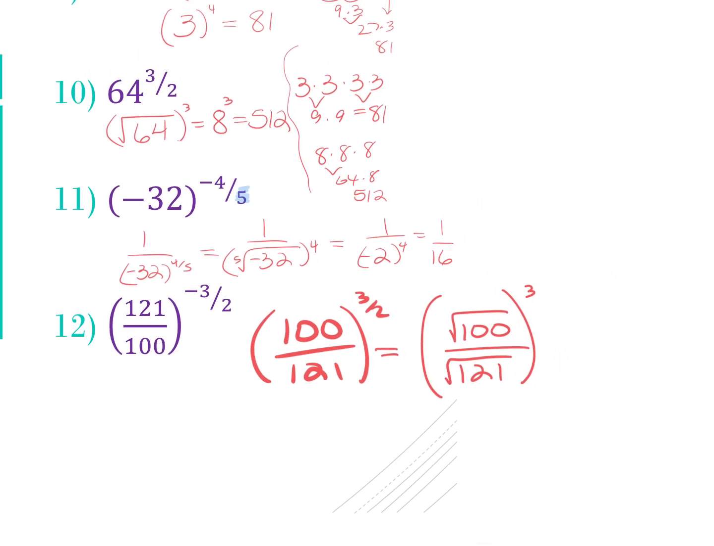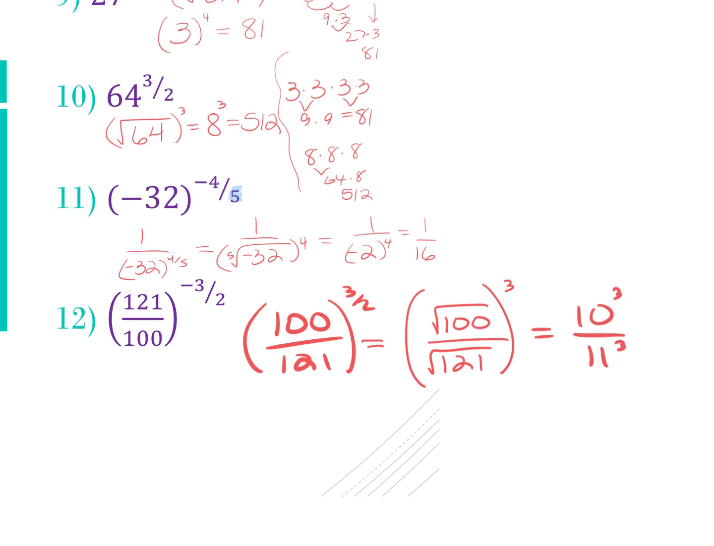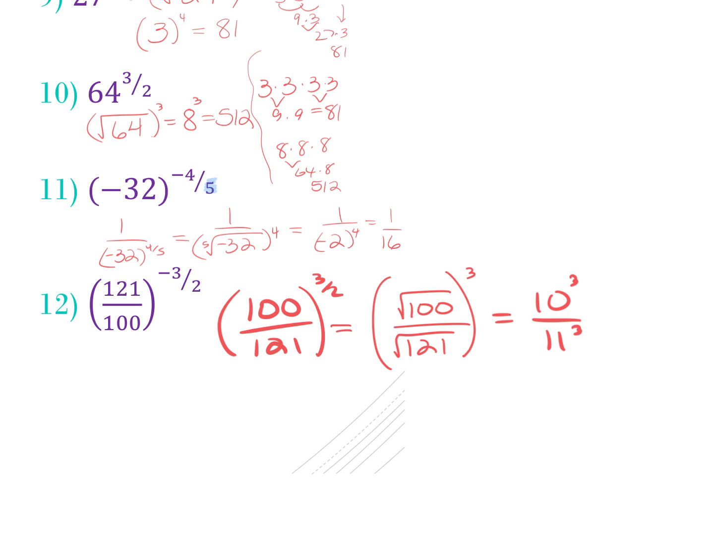So the square root of 100 is 10. The square root of 121 is 11. And now I have to apply that exponent of 3 to both. So 10 times 10 times 10 is 1,000. And then 11 times 11, 121 times 11 again, 1,331. And remember, no calculators yet.